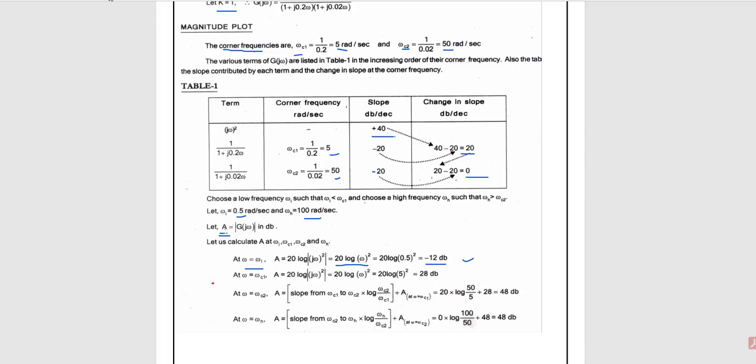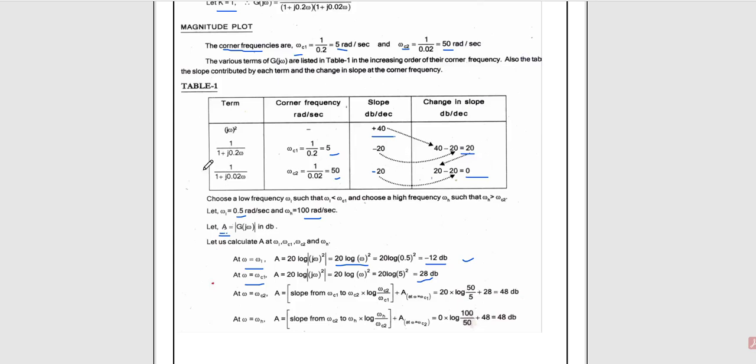Then for omega equal to omega C1, A is 20 log of the same formula. For our first two frequencies, omega L and omega C1, the same formula applies: 20 log of (j omega) squared, that is 20 log omega squared. Omega is omega C1, that is 5 radians. So 20 log 5 squared is 28 decibels. So we got two magnitudes. And then for omega C2 and omega H, we should go for the change in slope formula.